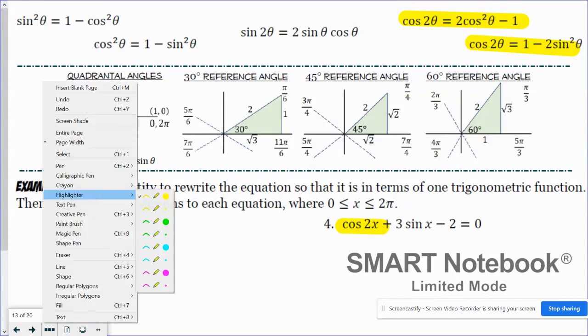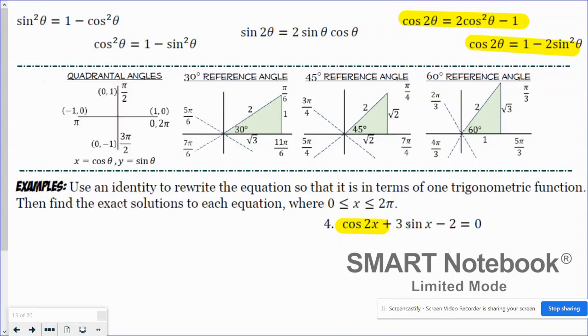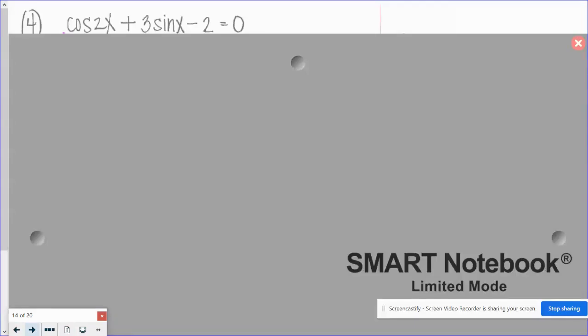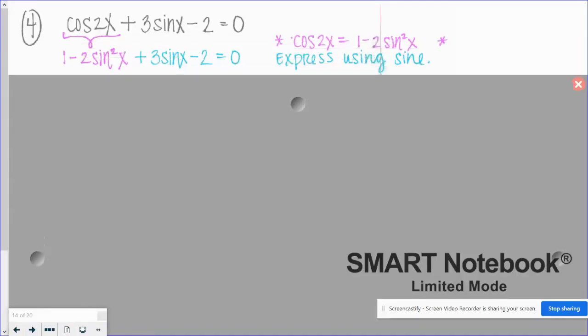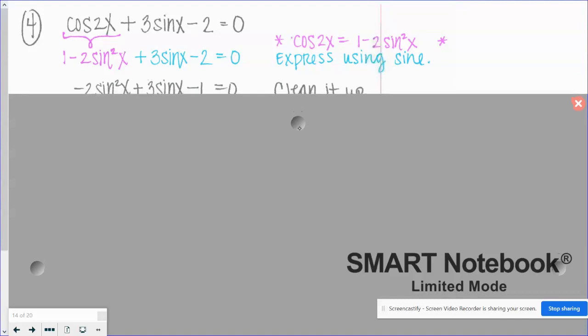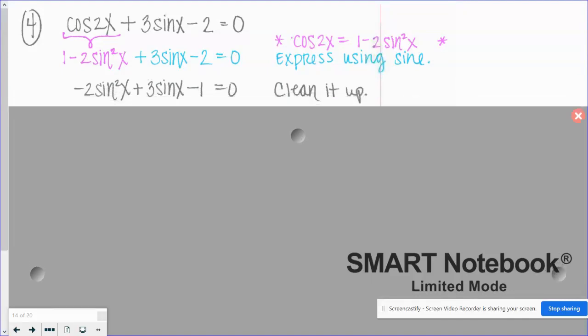If you look at the rest of the problem, it features sine. So we should probably go with the 1 minus 2 sine squared here, right? Then everything is in terms of sine. So let's check it out. That's exactly what I did: I replaced cosine of 2x with 1 minus 2 sine squared x, and then I cleaned it up so that I get -2 sine squared x plus 3 sine x minus 1 is 0.